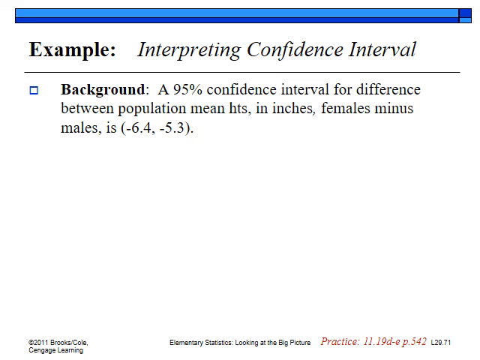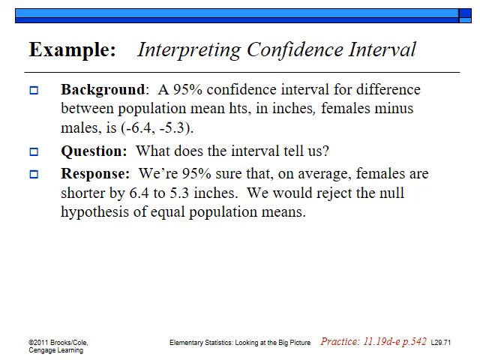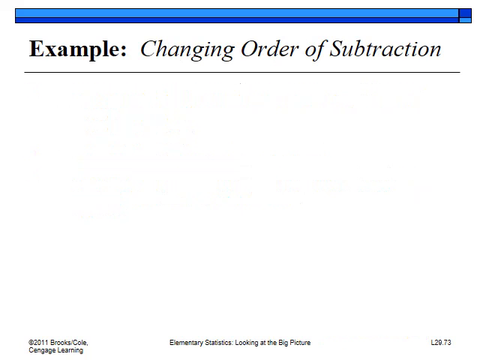If we look at a 95% confidence interval for the difference between population mean heights in inches for females minus males, we get -6.4 to -5.3. What does that tell us? Well, it tells us that we're 95% sure that on average females are shorter by between 5.3 and 6.4 inches. This would lead us to reject the null hypothesis that the means of the males' and females' heights are equal.